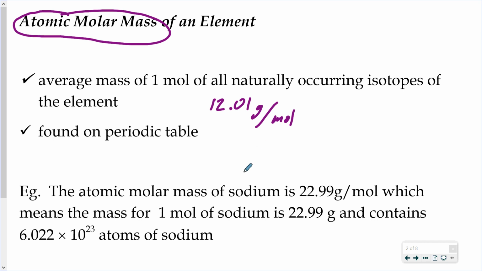So if you take a look at sodium, it says that the atomic mass is 22.99 grams per mole. What does that mean? Well, if you have 1 mole of sodium, and again, that is 6.022 times 10 to the 23 individual sodium atoms, this is how much it's going to weigh: 22.99 grams.